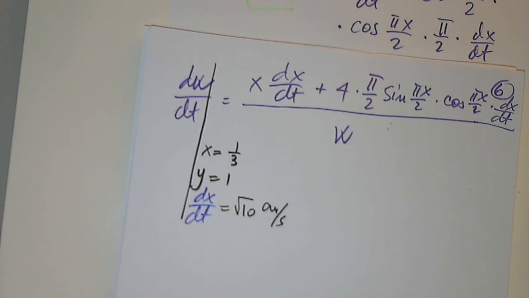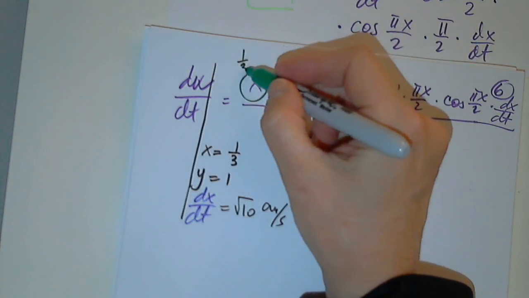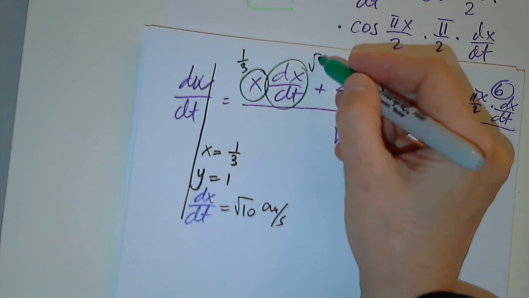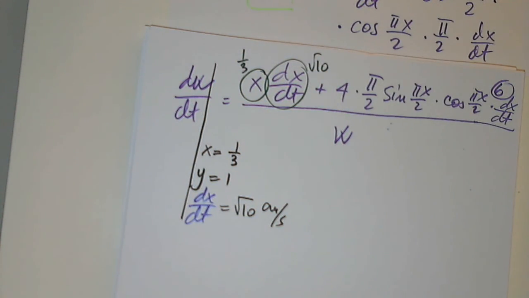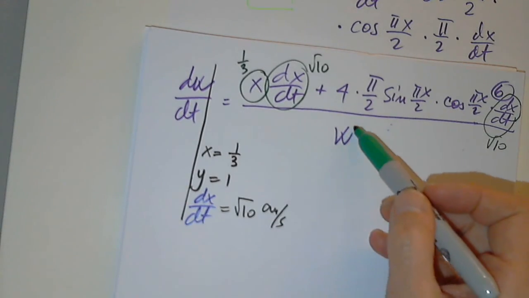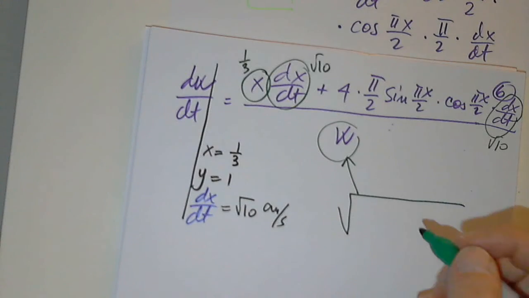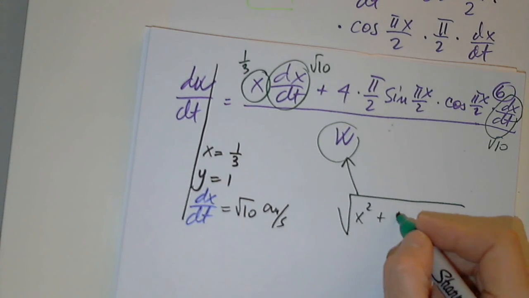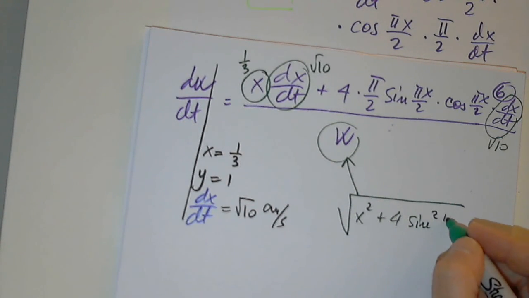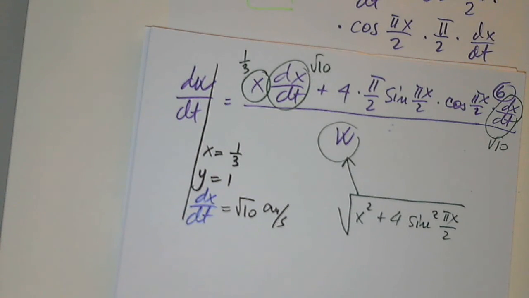So now let's see. I have x, 1/3. I have dx over dt, the square root of 10. I have here dx over dt, the square root of 10. And what about w? I don't have w, but I know that w will be the square root of the initial equation. I'll get to it when I get to it. But I have to go back for a second and determine sine.